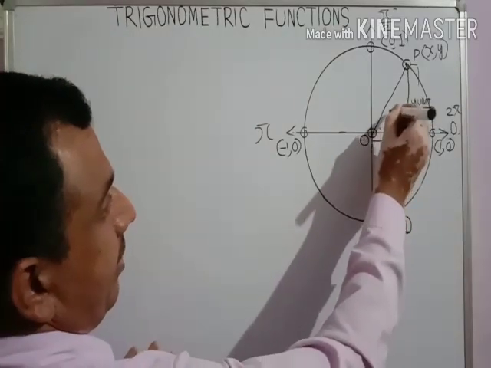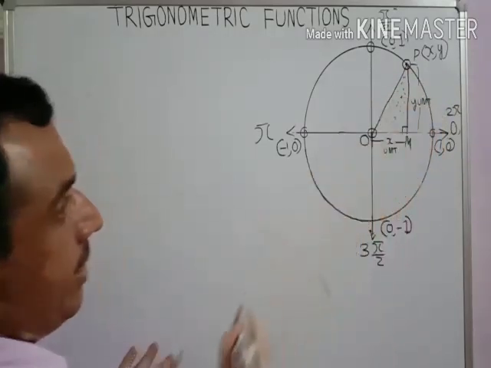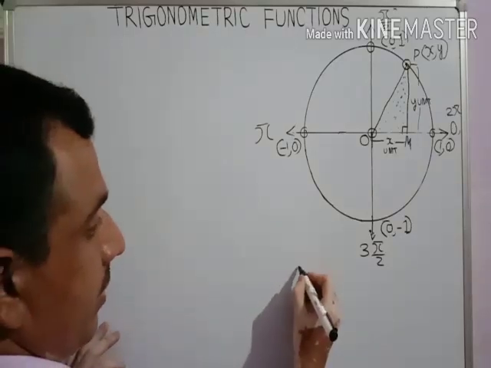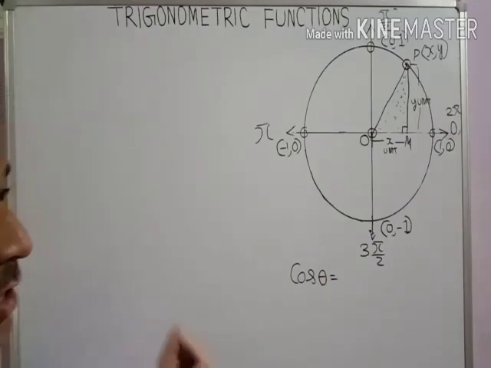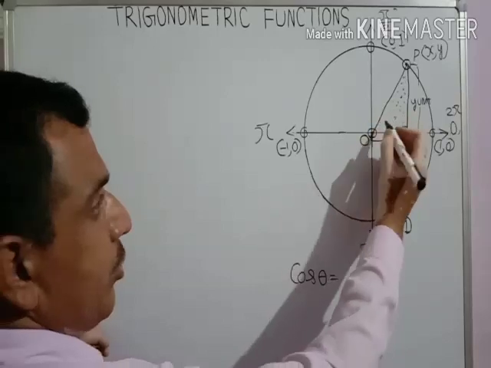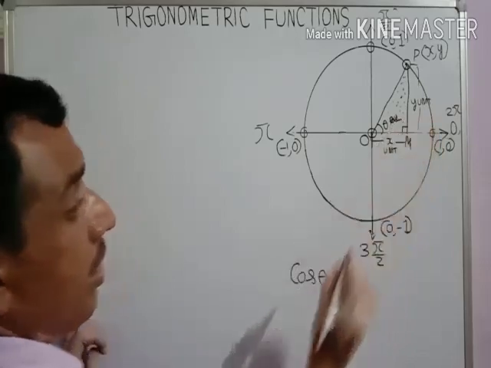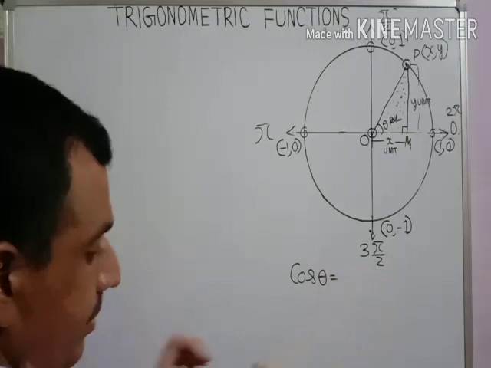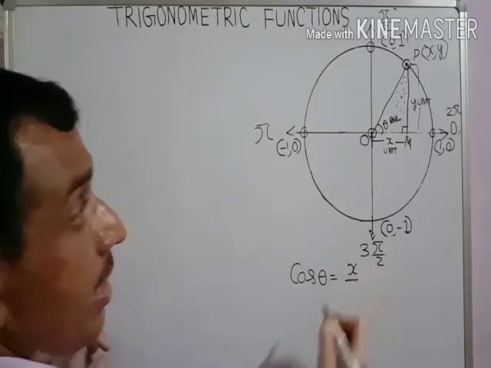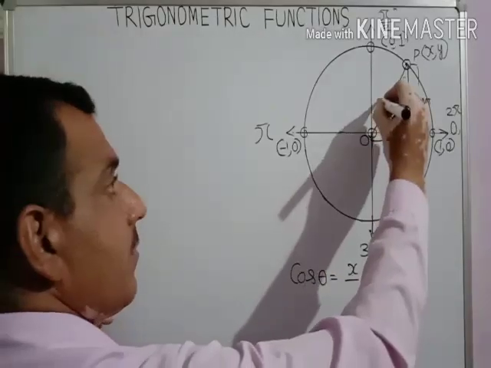Now I use this triangle, I mean OPM, this shaded triangle. I work on it. If I ask you what is cos theta, you say, sir, cos theta T ratio is B upon H. So let's suppose that this is theta radian, and cos theta is B upon H, the adjacent side of theta, that is x. So x upon H. What is H? This is a unit circle. It means the radius is 1 unit. So this is 1 unit.